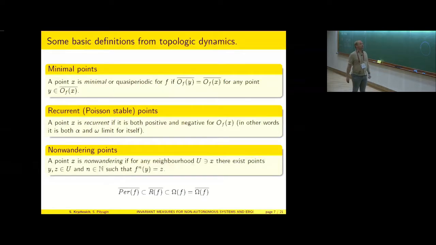I also recall some definitions from topological dynamics. A point is called minimal if you take the closure of its orbit, and for any point of this closure, the closure of its orbit coincides with the closure of the orbit of x, which means that this set does not contain any proper closed invariant subsets. We call a point recurrent or Poisson stable if it is alpha and omega limit for itself. And finally, we call a point non-wandering if for any neighborhood of x, there is a point which comes back to this neighborhood. This is a quite well-known inclusion that is true for any homeomorphism.